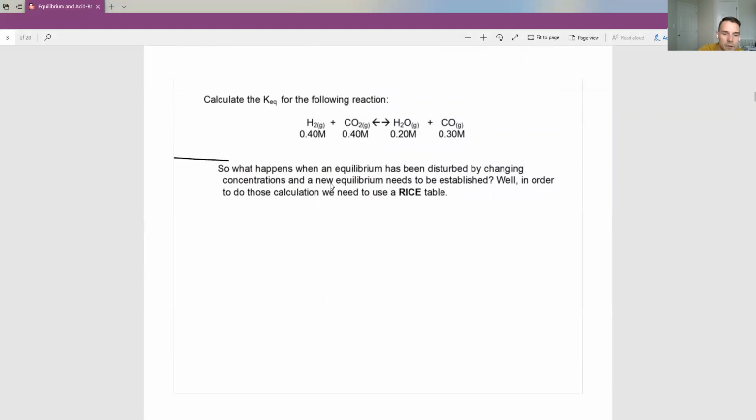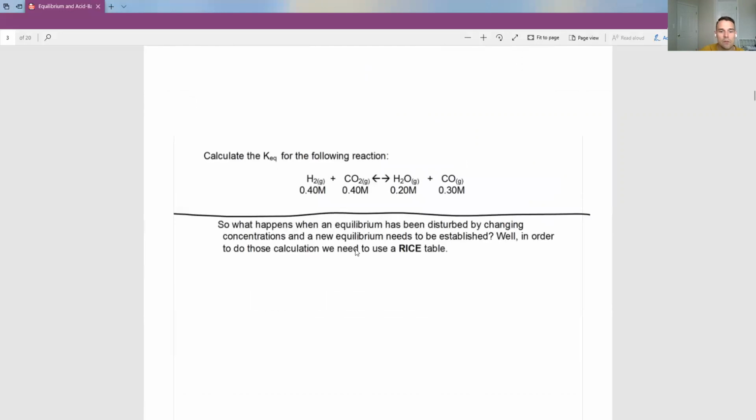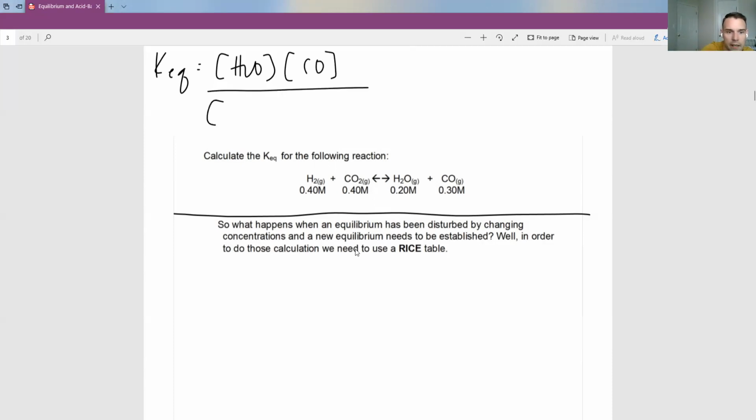There should be a space here. This is unrelated. So we can take these and actually calculate a value for KEQ. So the first thing you want to do is always write out your expression. So we're going to do, all of those are gases, so they're all fine. H2O, CO divided by H2 and CO2. That equation is balanced the way that it's written.